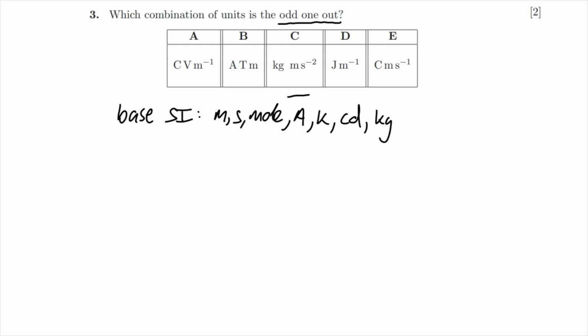So you should be able to see that this C is the only one that contains base SI units. So to me, that is a perfectly valid odd one out. I don't know whether Oxford would agree with me though. Let's try a more physicsy approach, which probably is the answer that they were looking for. So if I just get rid of this.